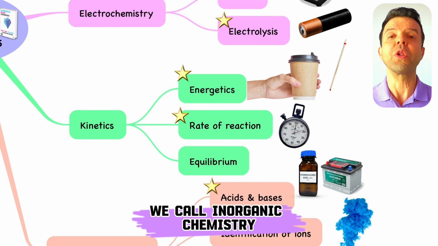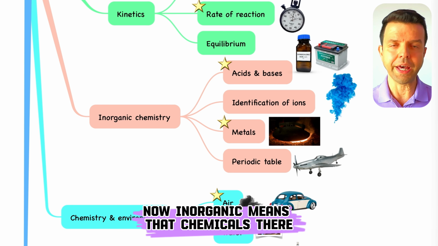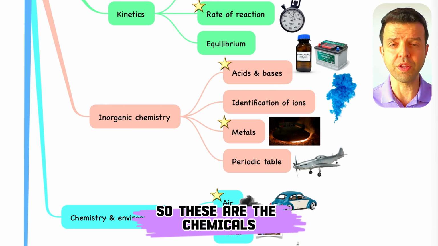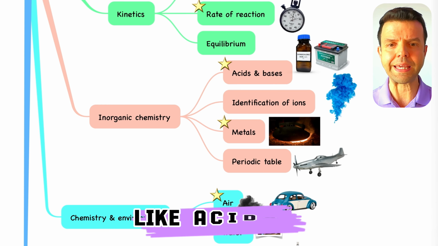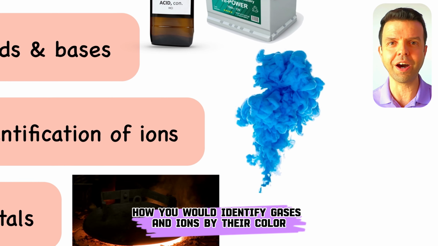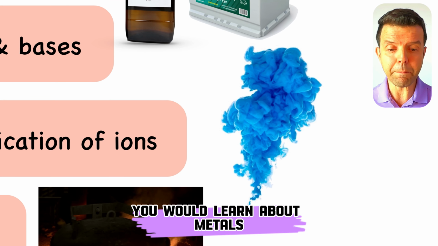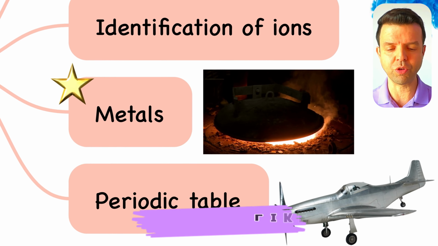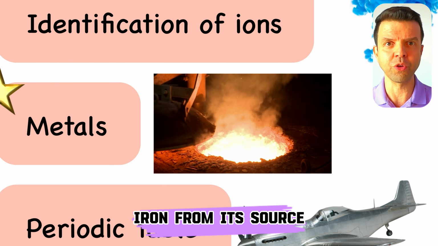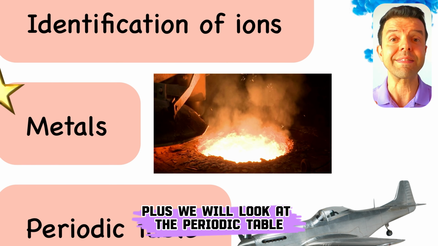Then we have what we call inorganic chemistry. Now, inorganic means chemicals that do not belong to living things. So these are the chemicals you would have in the environment, like acids, ions. So you would learn how you would identify gases and ions by their color. You would learn about metals, how you would extract metals. So like what I have here is the extraction of iron from its source. Plus, we will look at the periodic table.